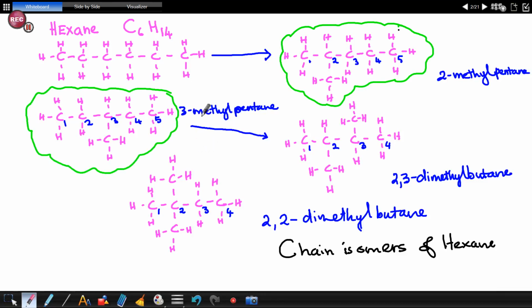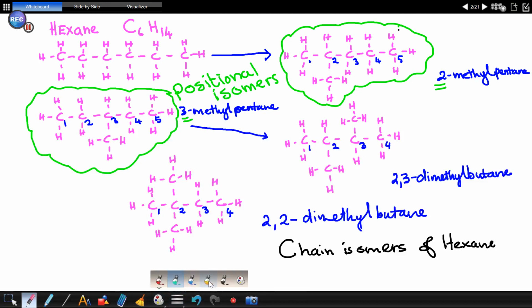What's the difference between the green clouded molecules? It's still pentane. In the one, the methyl group is on the second carbon, and in the other one, the methyl group is on the third carbon. So these two are called positional isomers, because it's the exact same thing, but in a different position. Are those the ones that have similar boiling points? Yes. So would the 2,3 and the 2,2 also be positional isomers?